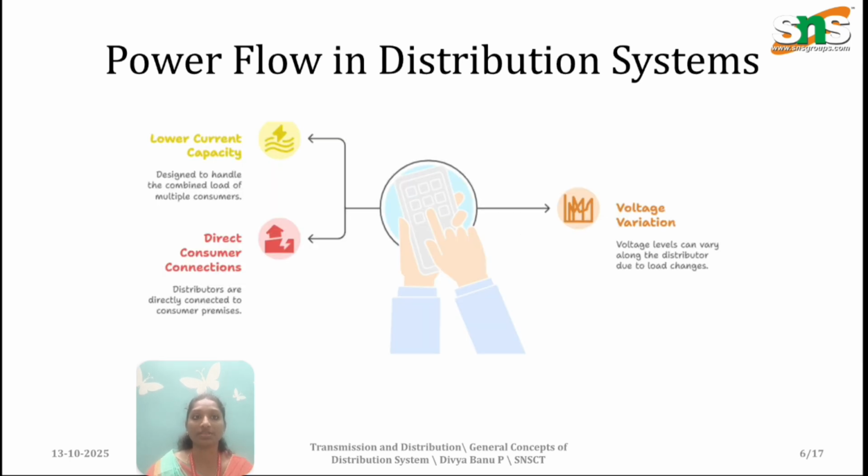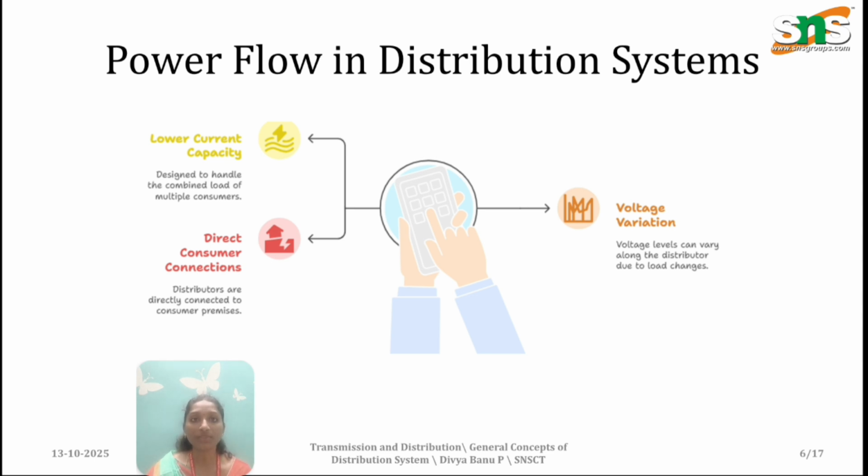Next come the service mains, before which we have to learn about the lower current capacity direct consumer connections. What will happen when we give the connection directly to the consumers? The distributors are directly connected to the consumer premises. Voltage variation is when the voltage level varies along the distributor due to load changes. So when the load changes, the voltage also varies.